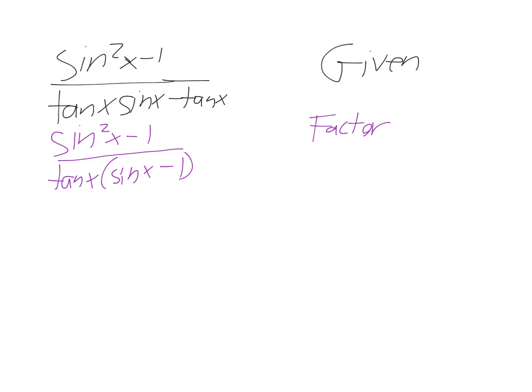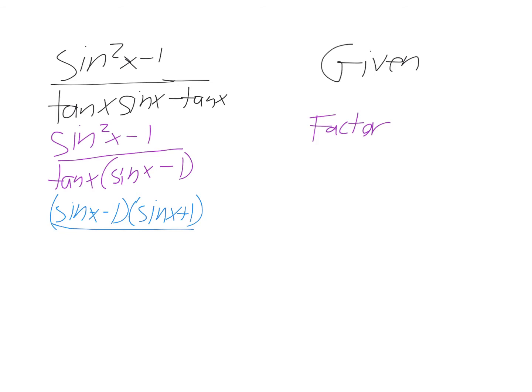But if we think back to algebra, there is a property, a rule about differences of perfect squares. Sine x squared being a perfect square, and 1 being a perfect square. The difference of squares states that I can rewrite this numerator in such a way that it will cancel out with my sine x minus 1. So I'm going to do that next. Such that my numerator is now going to be sine of x minus 1 times sine of x plus 1.